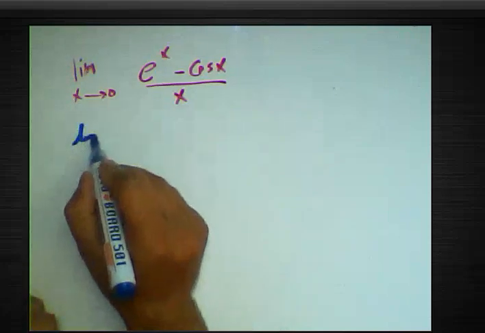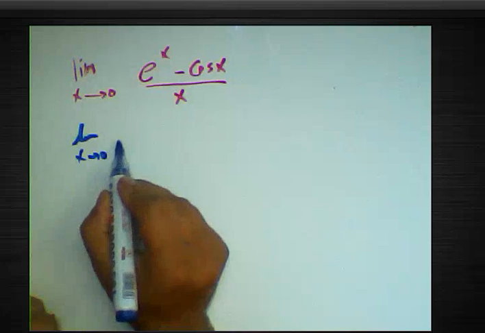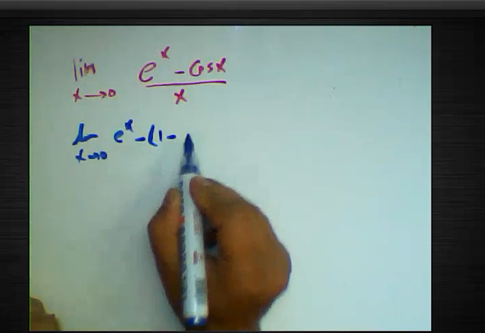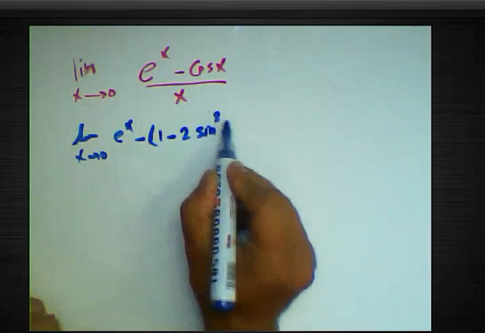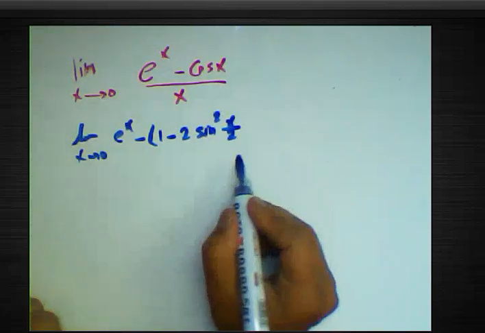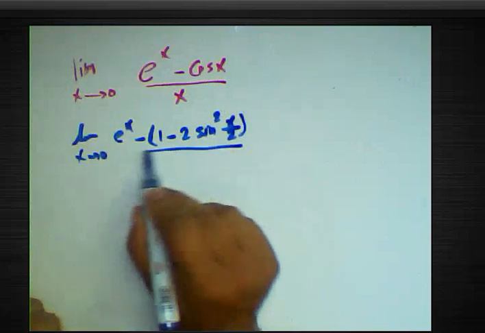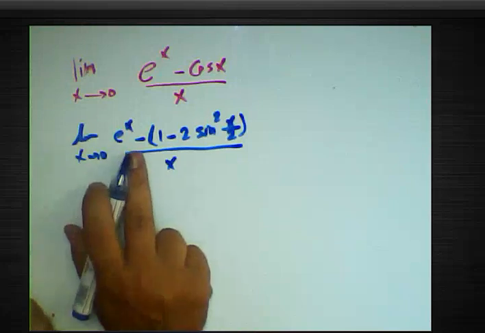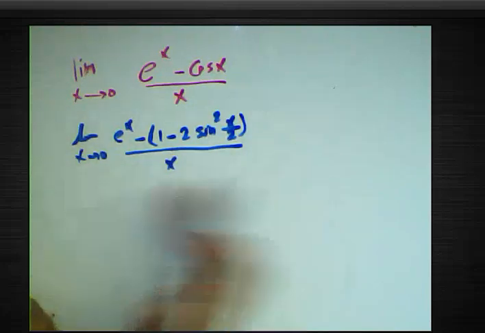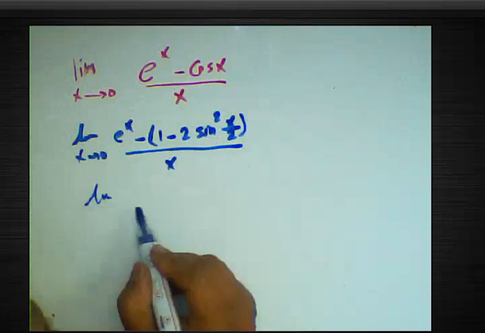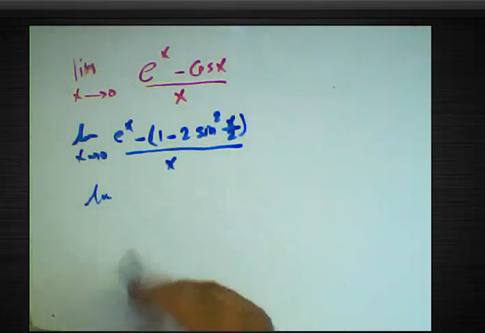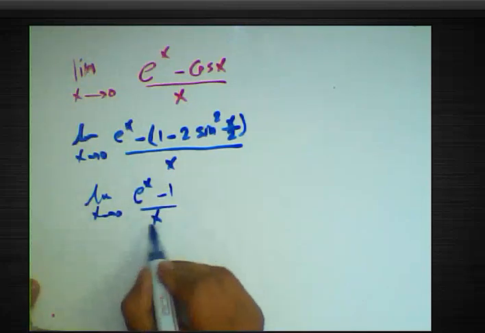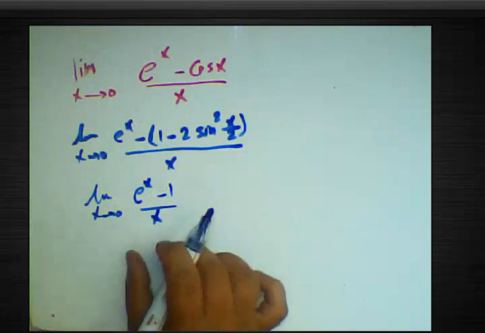I will write the limit when x approaches 0 of the function: (e^x − 1 − 2 sin²(x/2)) with the negative distributed, all divided by x. We distribute and divide it over the expression. Here is the rule: the limit when x approaches 0 of (e^x − 1)/x is 1. Understood?